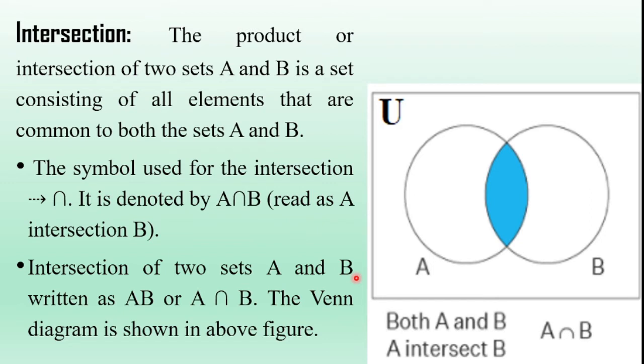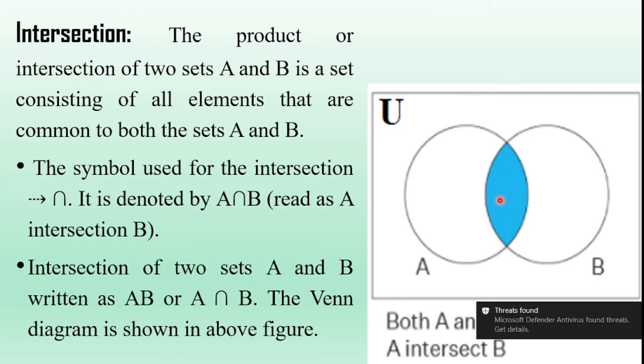The Venn diagram of the intersection of two sets is shown in this figure. This is the set A and this is the set B, and this is the common elements between A and B, that is A intersection B. So that is the definition and Venn diagram of the intersection of sets.